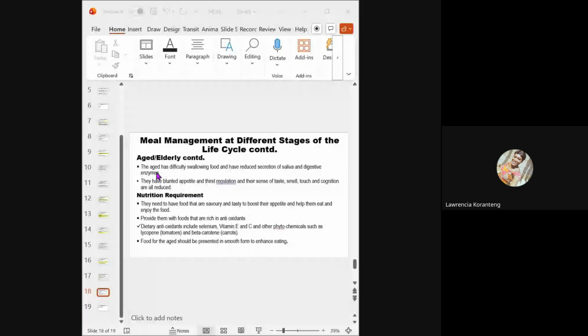Then they have blunted appetite and taste regulation, and their sense of taste, smell, touch, and recognition are all reduced. If you have ever stayed with a very elderly woman before, this is part of the reason you might think they are witches, because you give them food, the food tastes nice, but they are saying it doesn't taste nice. This is the reason. So if you have a grandma, a mother-in-law that you are staying with, she's not a witch. It is biological. Their sense of taste reduces.